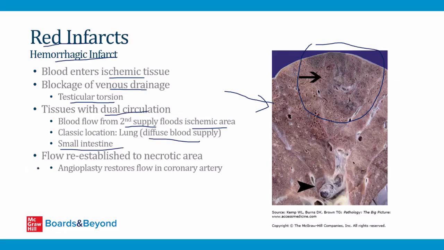Final example of where you can see this is when you reestablish flow to a necrotic area. So for example, if you perform angioplasty and you restore flow in a coronary artery, blood's going to flood into an ischemic area of the myocardium, and that can turn what would have been a white infarct into a red infarct because you've restored the blood flow. And that concludes our module on atherosclerosis.